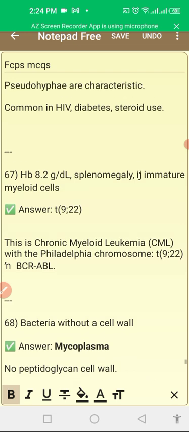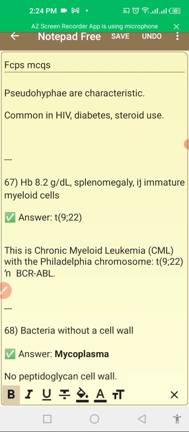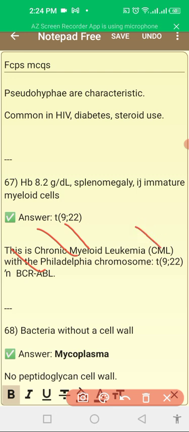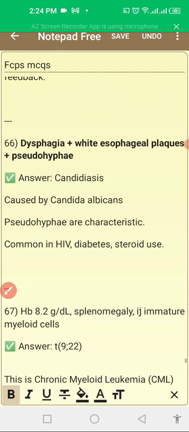Now coming to the triad of the Philadelphia chromosome: BCR-ABL positive, more myeloid cells in the blood, and also increased WBC count. That is known as CML, chronic myeloid leukemia. So in this way we have to diagnose chronic myeloid leukemia.